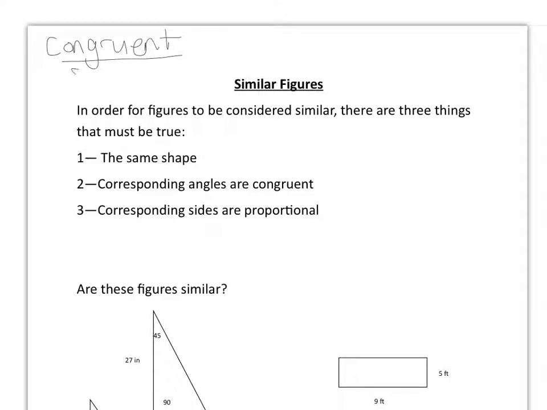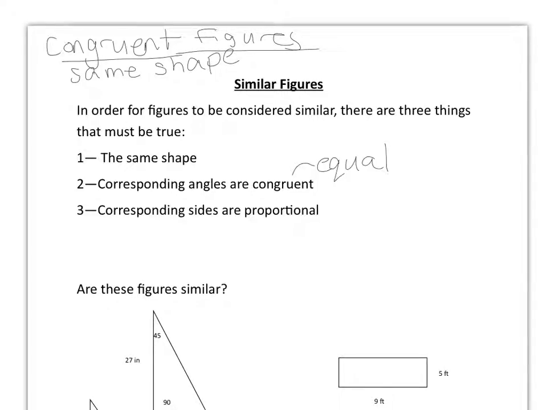Congruent says same shape also. However, similar figures don't have to be the same size. Their corresponding angles must be congruent, meaning equal, and corresponding sides are proportional, meaning that if you cross multiply them, they'll be equal. Congruent figures must be the same shape and same size.